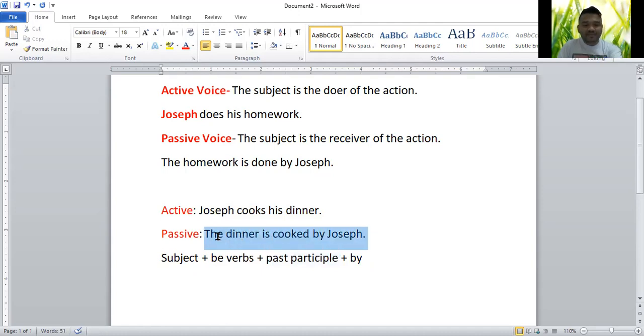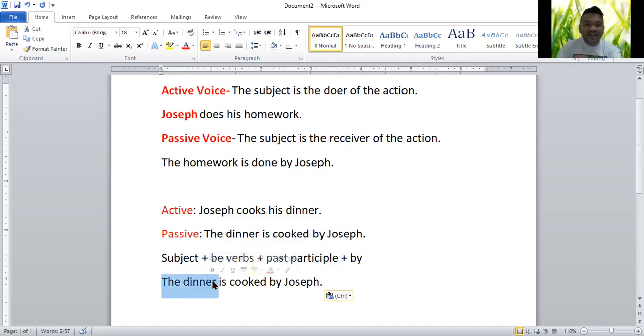Following the same sentence, look at this. Subject here is the dinner, and the be verb here is "is." And then the past participle is cooked. Remember, past participle form of the verb. And then the receiver, the word by who? By Joseph. So the dinner is cooked by Joseph.